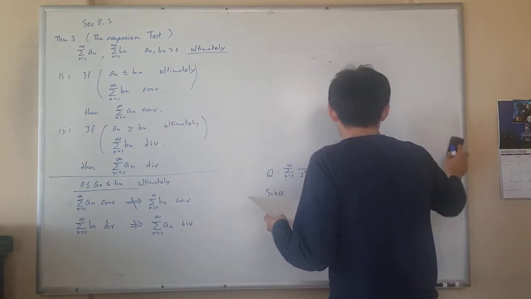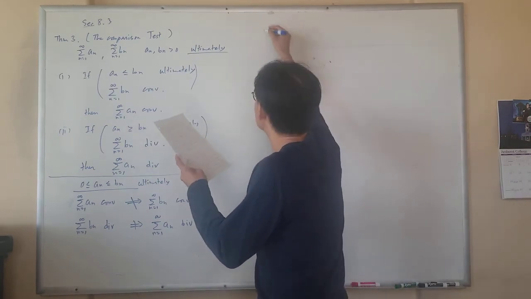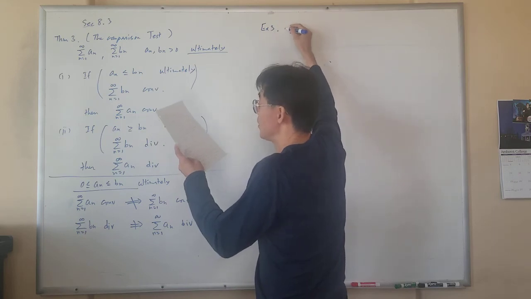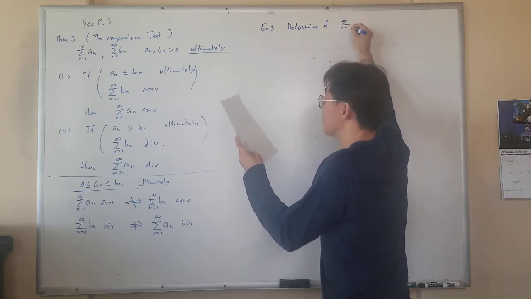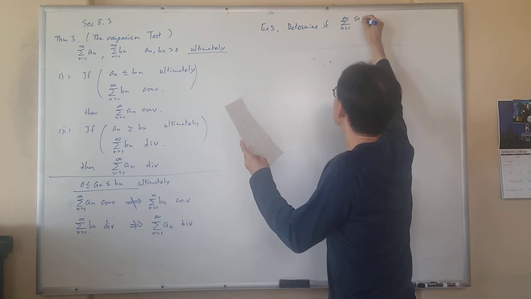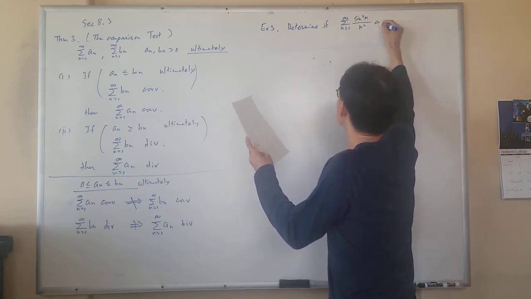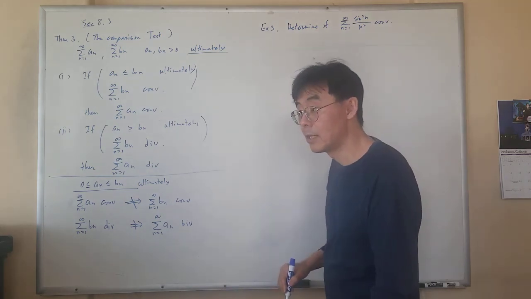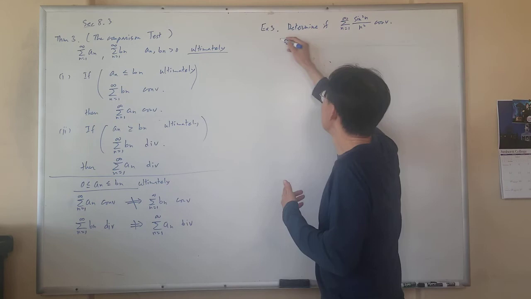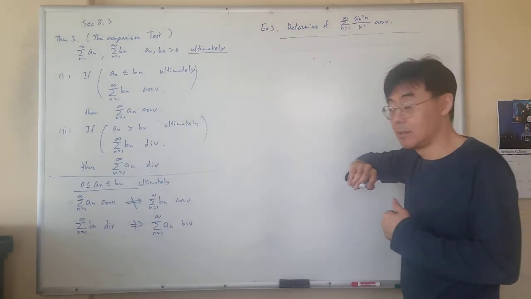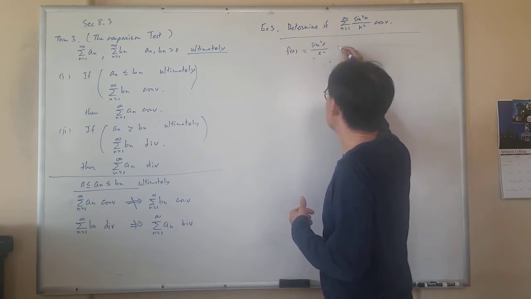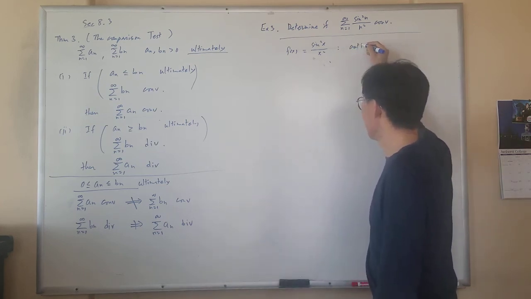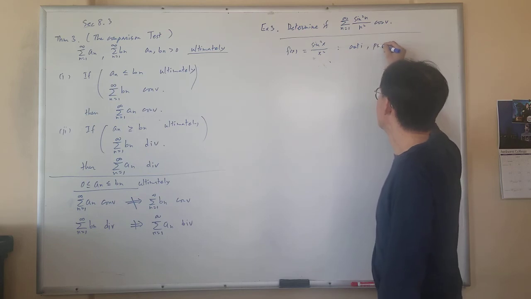Now, example 3 is: determine if the series of sine squared of n over n squared converges or not. Now, if you try to use the integral test, then you have to have a mother function. That should be this one. And you have to check that this is continuous. Check. Yeah, continuous over continuous, check. Positive, yes, on this one to infinity.